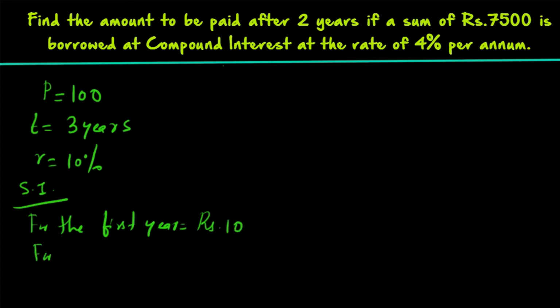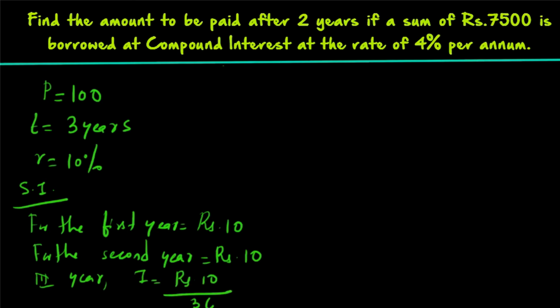And what will be the principal for the second year? For the second year, again the principal is rupees 100 and so the interest will also be rupees 10. Then third year, again the principal is rupees 100 and interest will be rupees 10. The total interest will be 30 and the total amount after 3 years will be 100 plus 30, which is equal to rupees 130. So this is the case of simple interest.